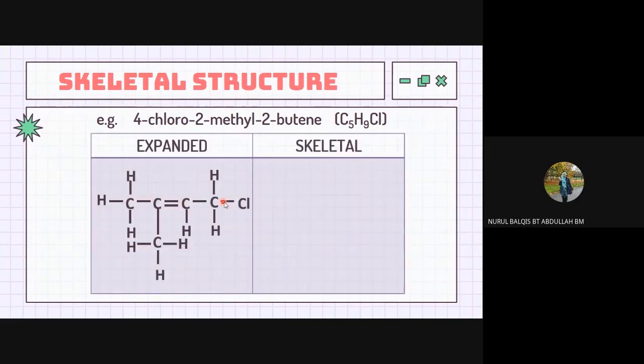1, 2, 3, 4, the longest chain. And then at carbon number 2, we have this methyl. At carbon number 4, we have this chlorine. So now, how are you going to draw this? First, you need to draw the carbon skeleton. Look for the longest carbon chain. 1, 2, 3, 4. First option. 1, 2, 3. Second option. 4 ke 3 paling panjang? 4. So kita pun letak dia 4.